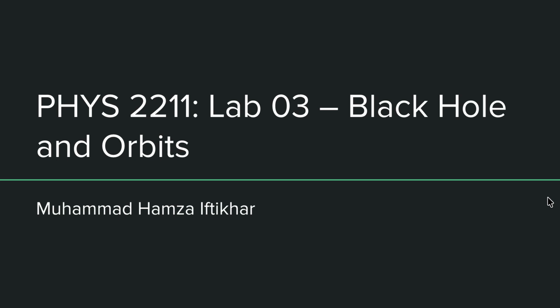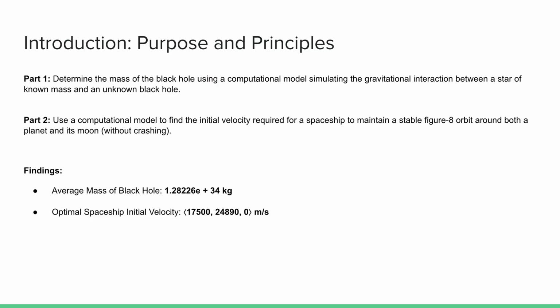This lab explores gravitational interactions and orbital motion through two connected computational models. One determines the mass of a black hole, and another simulates a stable figure 8 orbit for a spaceship around a planet-moon system. Overall, part 1 focuses on calculating the mass through gravitational dynamics, and part 2 focuses on achieving orbital stability using motion prediction and net forces.